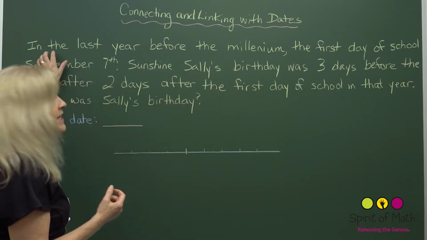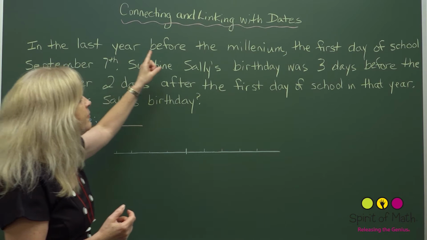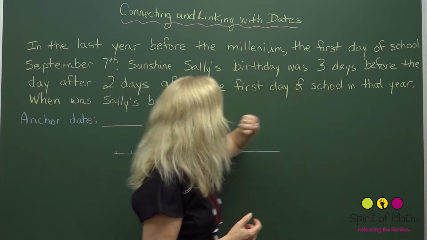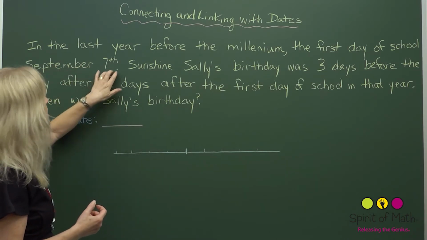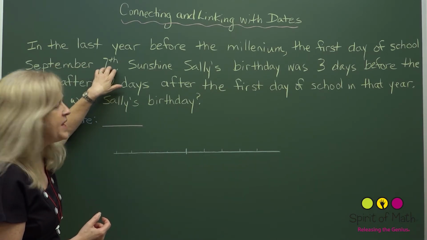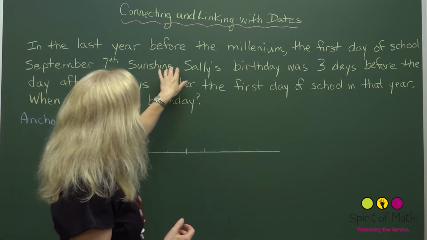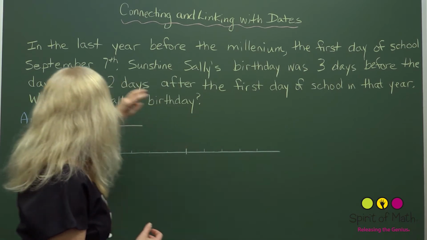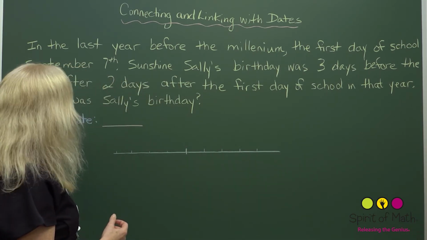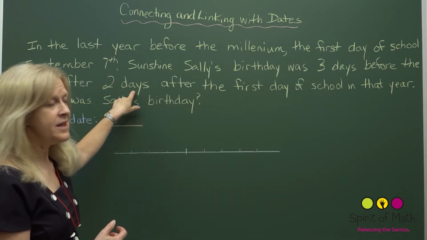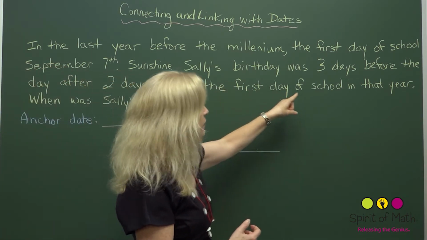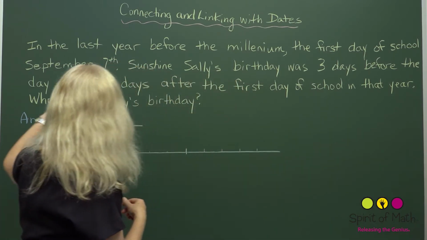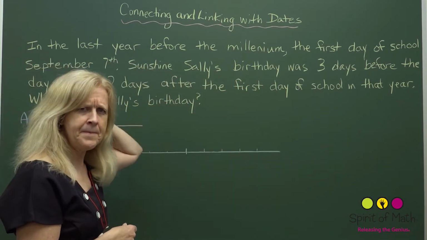In this question, it says, the last year before the millennium, so the year 2000, the first day of school was September the 7th. Okay. Now, Sunshine Sally's birthday was 3 days before the day after 2 days after the first day of school in that year. That's a lot, okay? When was Sally's birthday?